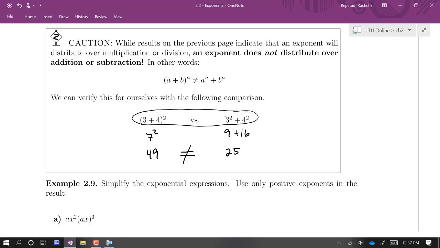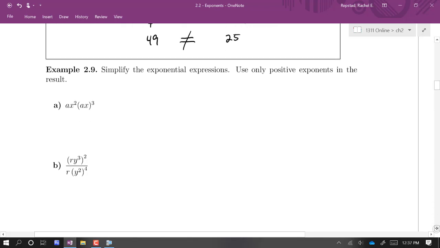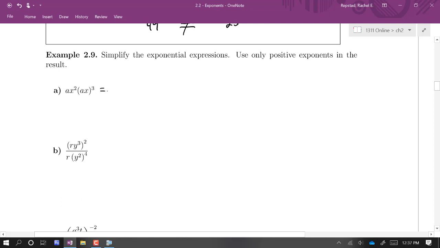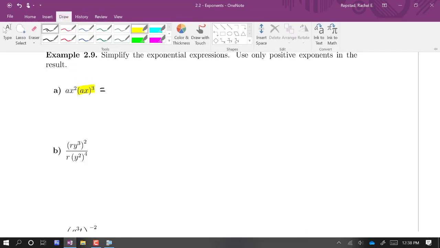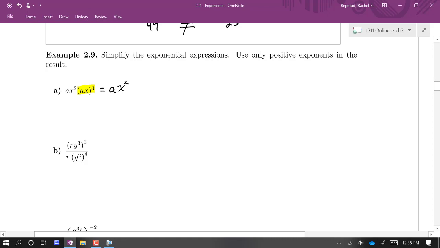So we're going to do some examples now where we are simplifying exponential expressions. I'm going to apply these properties that we've been learning. First, here we have ax squared times ax in parentheses cubed. The first thing I'm going to do is just deal with this part. So I have ax squared times, and that highlighted part will be a cubed x cubed, because I can distribute an exponent over a product.